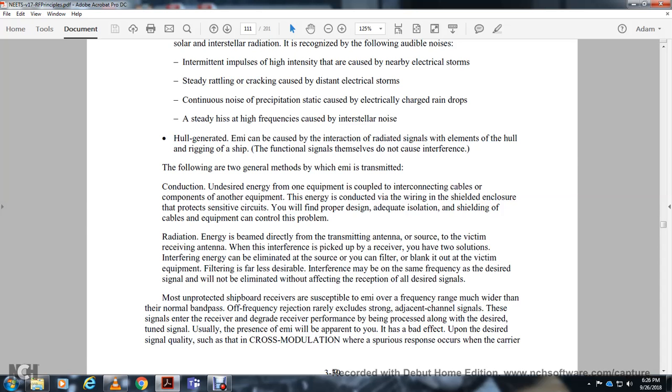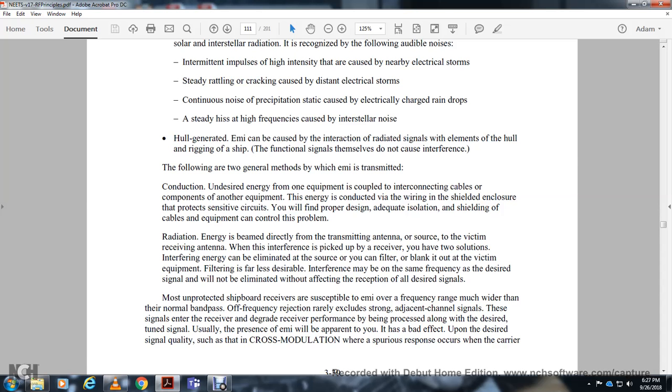The following are two general types of EMI. Conducted EMI: undesired energy from one piece of equipment is coupled through the interconnecting cable to a component of another equipment. Energy is conducted via the wiring and cabling. This problem can be controlled with proper design, adequate insulation, shielded cables, and good equipment.